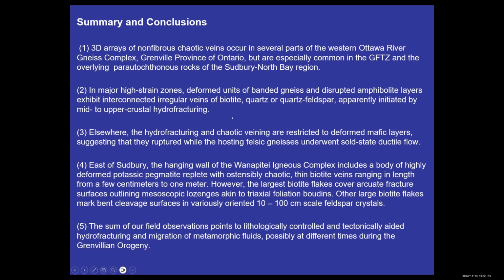That's, of course, an interpretation. But if you want to see some more detailed arguments for this, you should perhaps consult the review paper by Bonds et al., 2022. Third conclusion: elsewhere, the hydrofracturing and chaotic veining are restricted to the deformed mafic layers, suggesting that they ruptured while the hosting felsic gneisses underwent solid-state ductile flow.